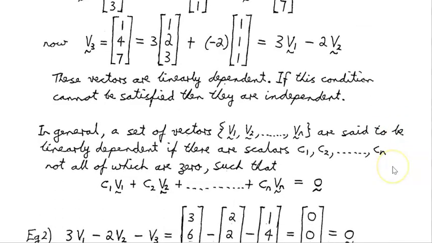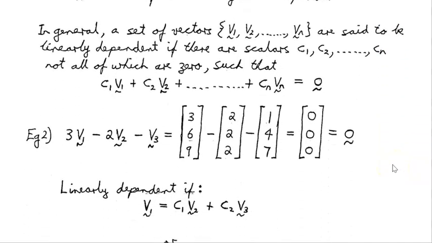Now, in general, a set of vectors v1, v2 up to vn are said to be linearly dependent if one or more of those can be written as a linear combination of the others. That is, if there are scalars c1, c2, up to cn, not all of which are zero, such that we can make this sum up to zero. When we can do that, then they are linearly dependent, because that simply means we can write one or more of them as a combination of the others.